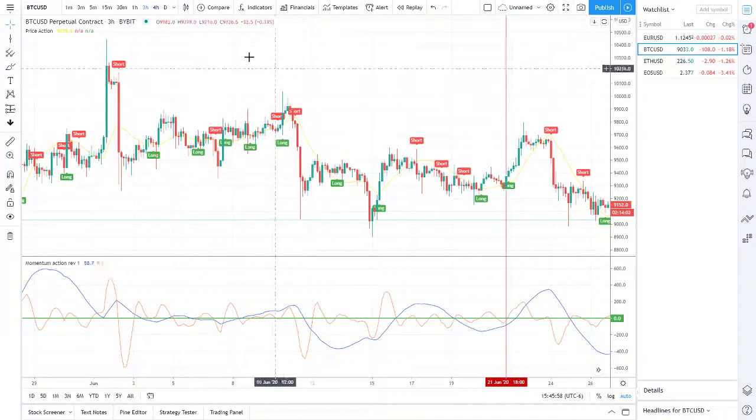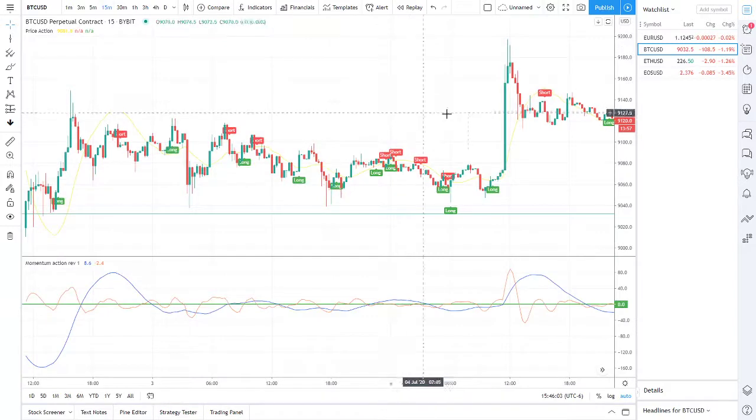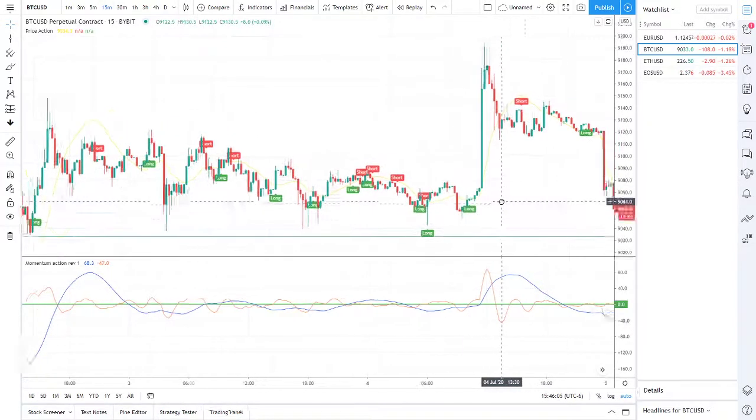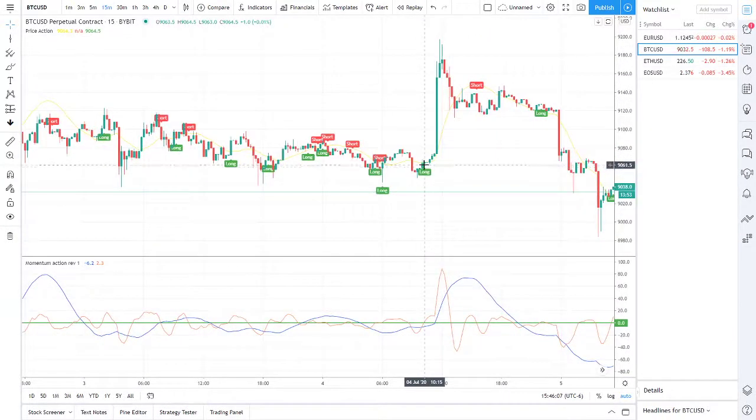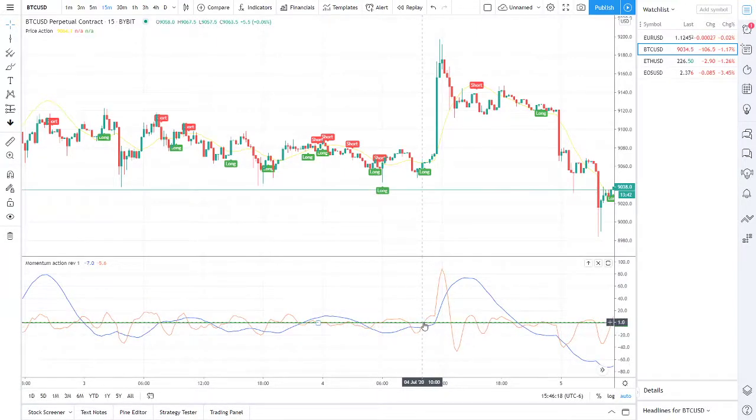It is absolutely the same if we check the 15 minutes time frame. As you can see here, for example, on this bar, we have the indicator showing a positive move from below zero up to zero. The price is going over the yellow line, and here we already have confirmation of a positive long buy.